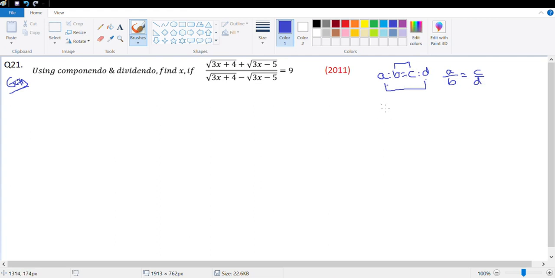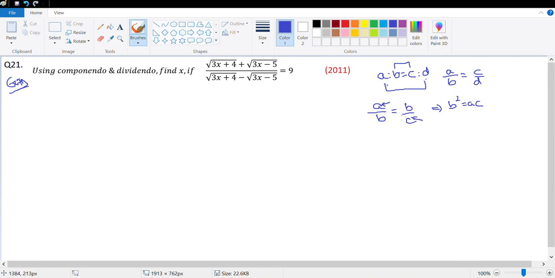Next, continued proportion, which is three terms. In continued proportion, A upon B is equal to B upon C, which would mean B square is equal to AC. In this case, B is the mean proportional, A is the first proportional, C is the third proportional.